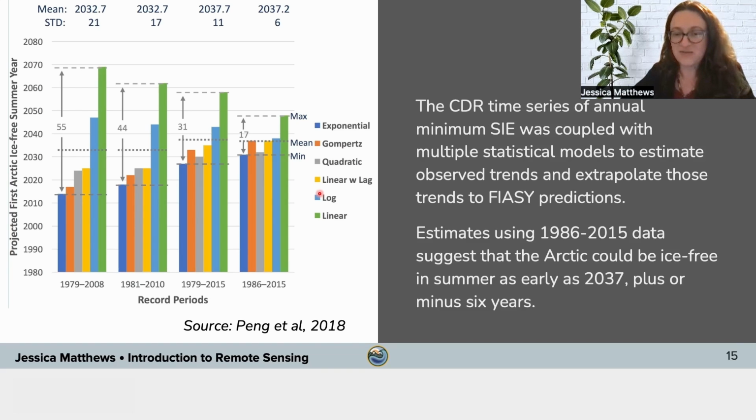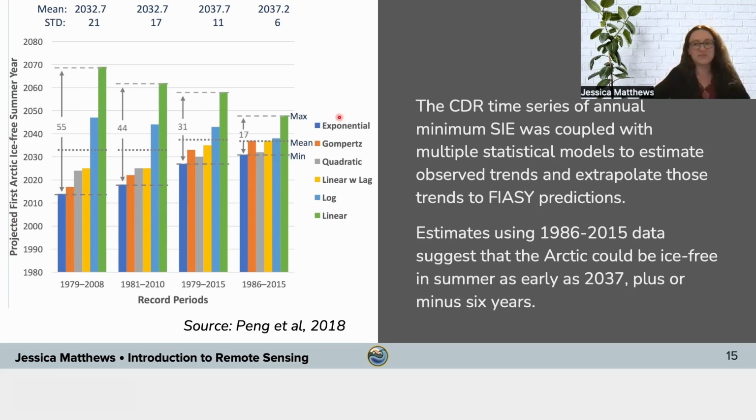We were able to take from the sea ice concentration information and determine what an annual minimum sea ice extent was and create that time series. Then we used a number of statistical models to estimate what those observed climatological trends were, and then to extrapolate those trends to predict when that first ice-free Arctic summer year would occur.